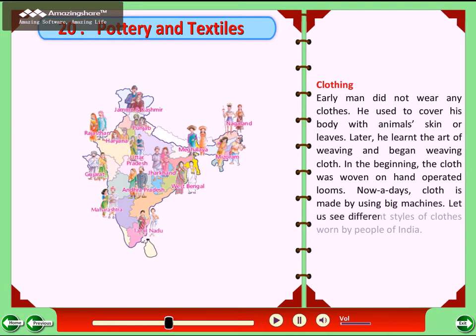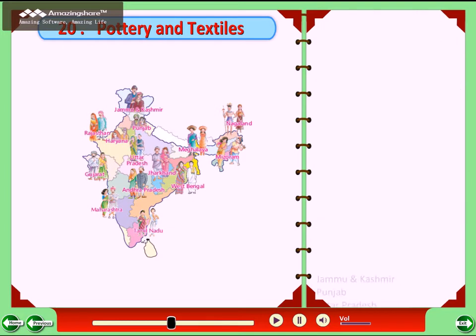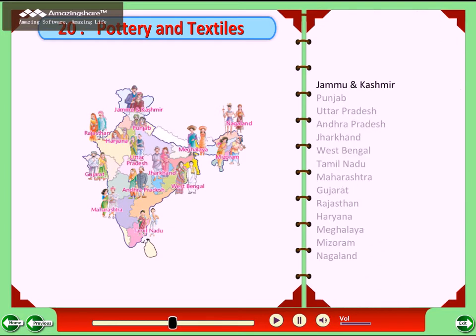Let us see different styles of clothes worn by people of India. Jammu and Kashmir, Punjab, Uttar Pradesh, Andhra Pradesh, Jharkhand, West Bengal, Tamil Nadu, Maharashtra, Gujarat, Rajasthan, Haryana, Meghalaya, Mizoram, Nagaland.